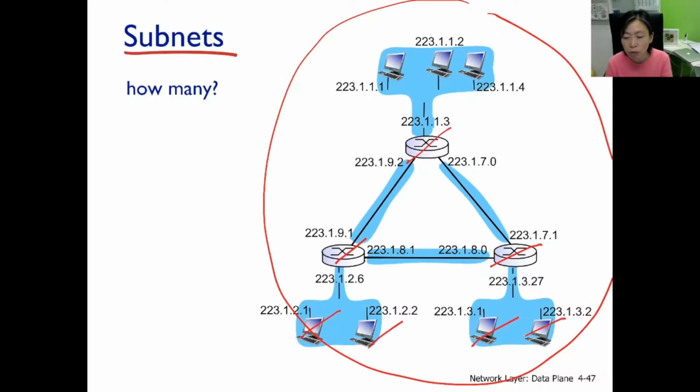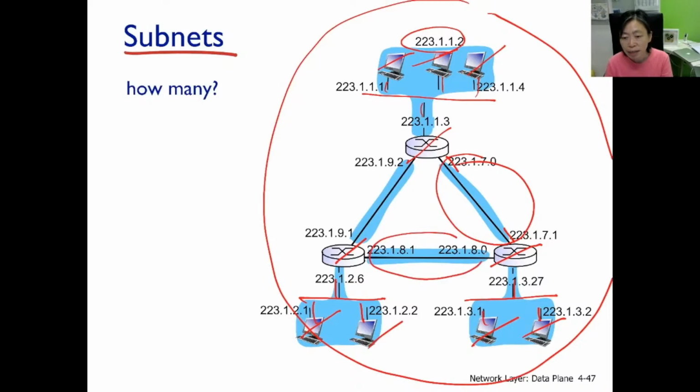So if you want to figure out how many subnets there are for this network, break all these hosts and routers. Interfaces physically connected: we have one up there, subnet 223.1.1. We have another one here, these three, and another one here, these three. And guess what, another one here? These two together form an isolated island. Another here and another here. So we have 6 subnets in this network.